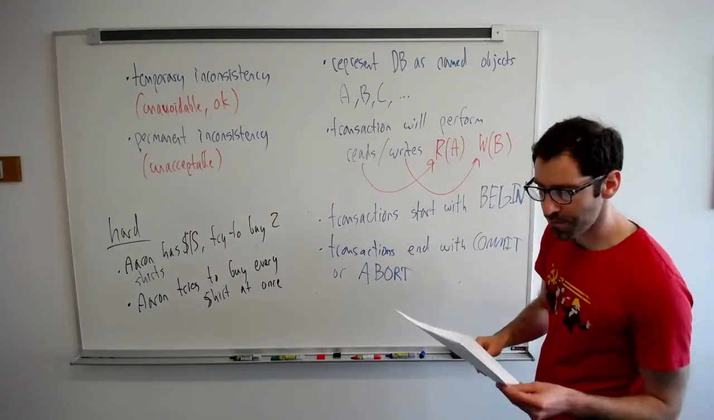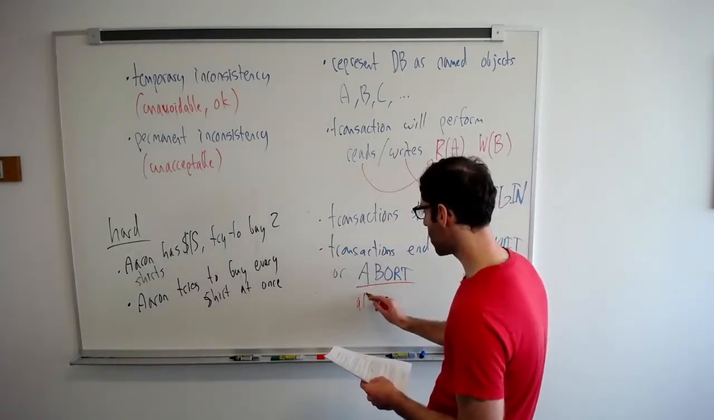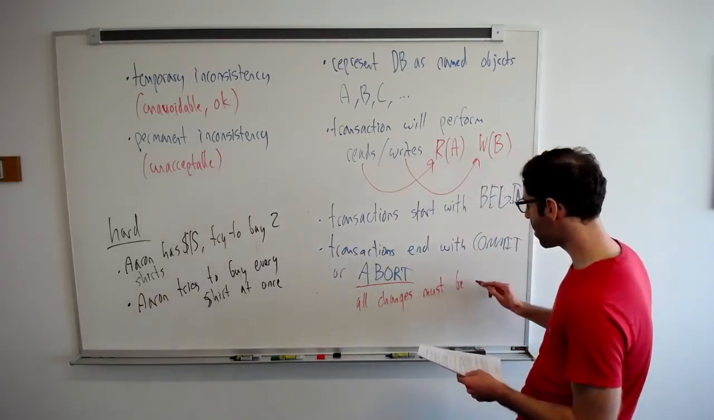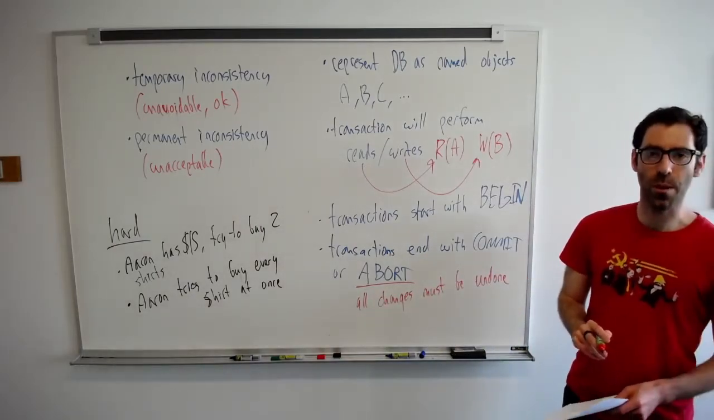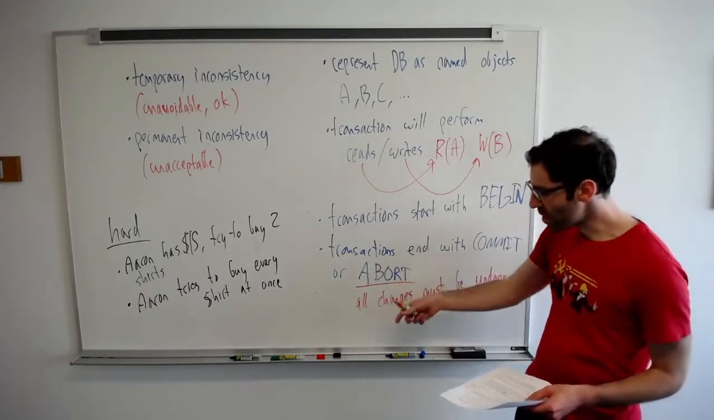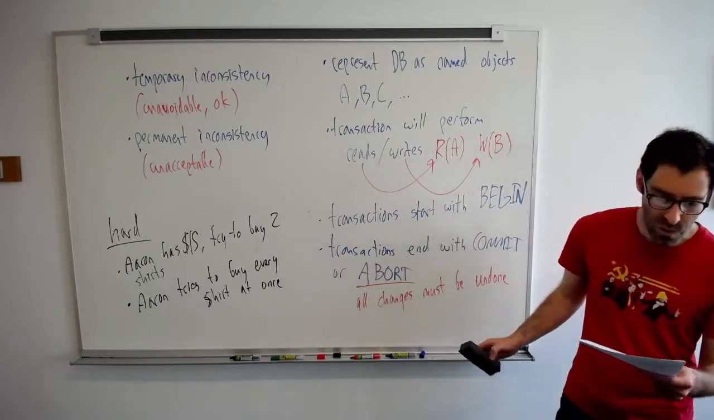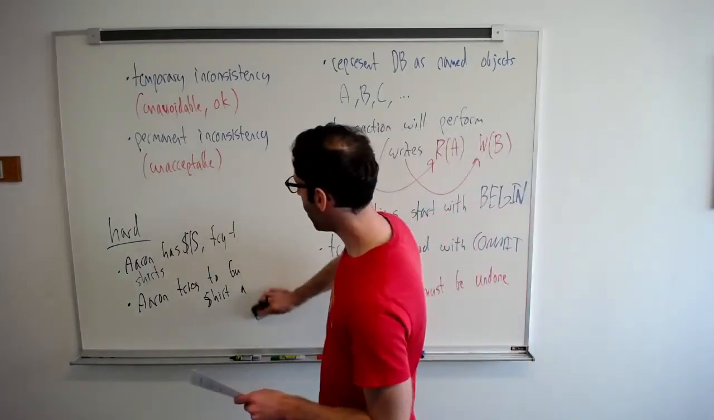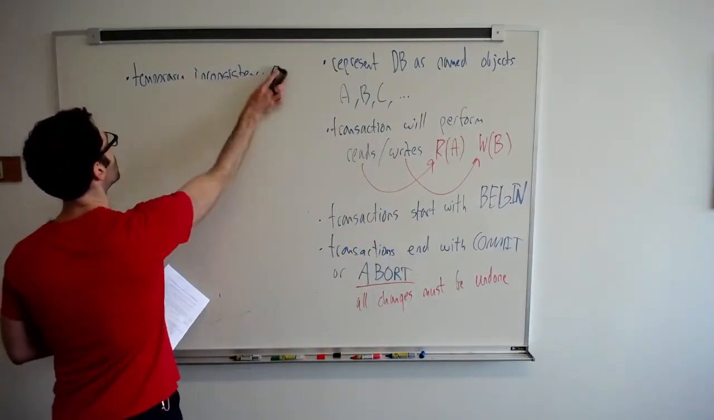And so when this abort happens, all the changes that have resulted from the current transaction must be undone, because our transactions have to either happen in their entirety or not happen at all. And so now we get to the heart of what databases are going to provide.